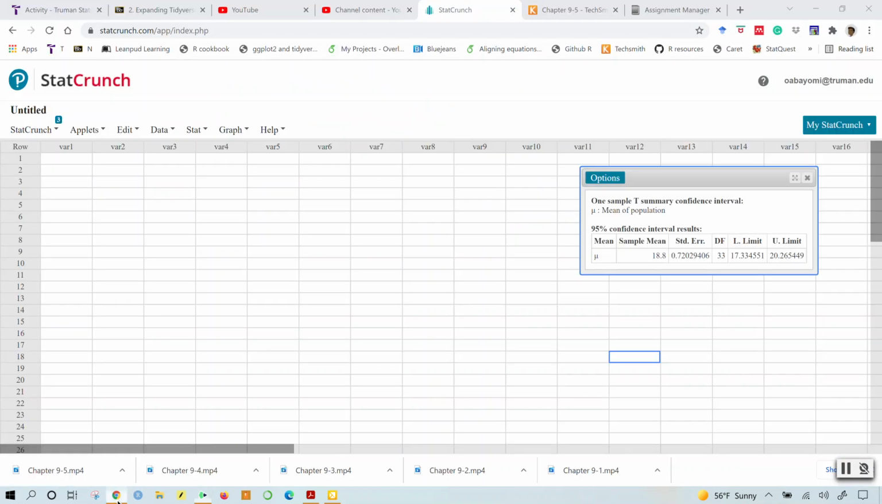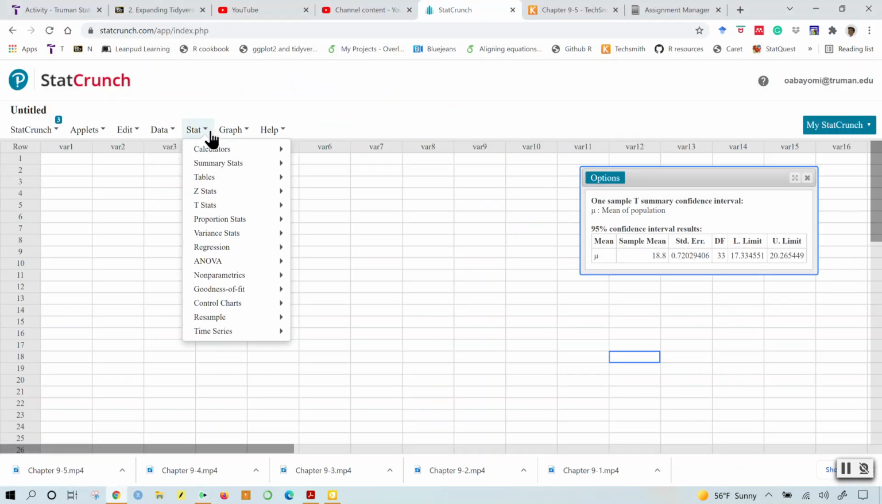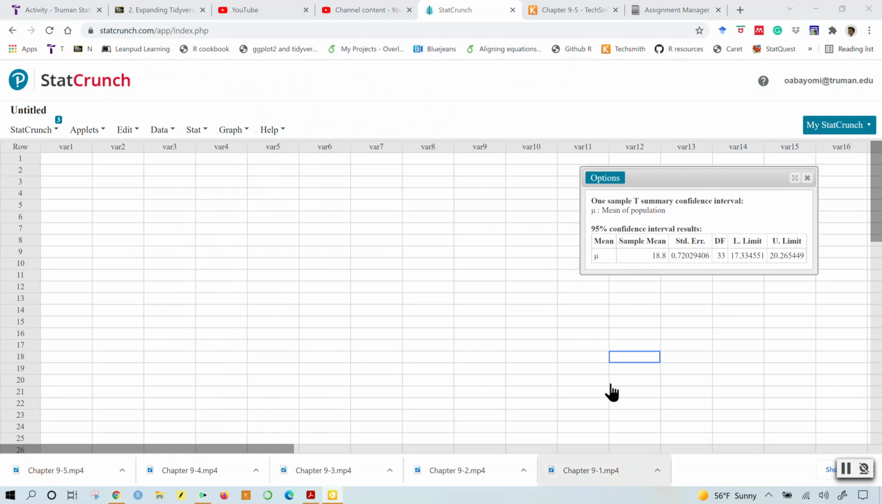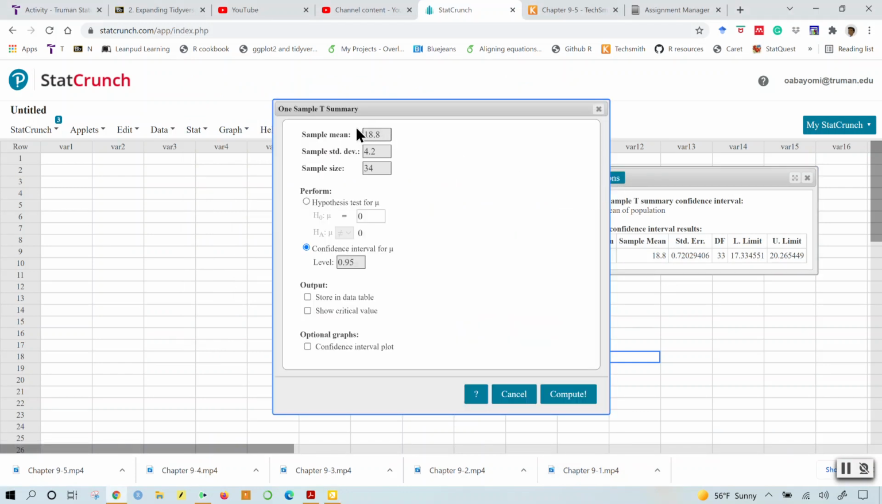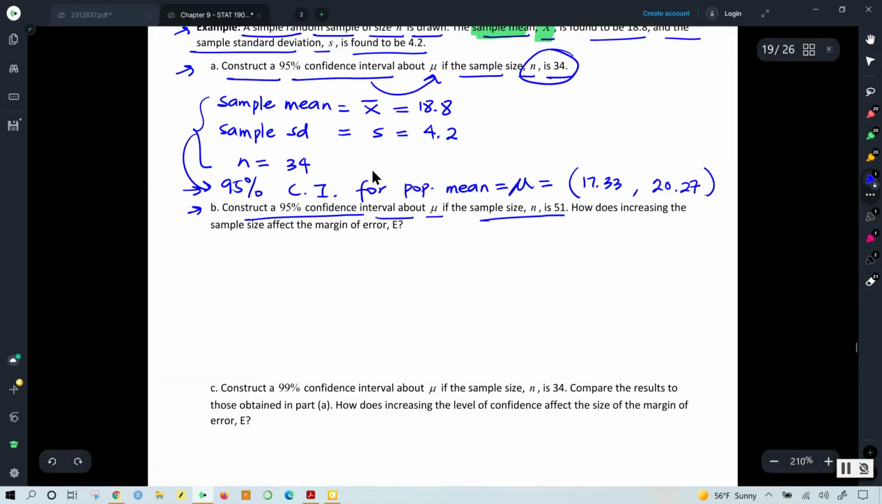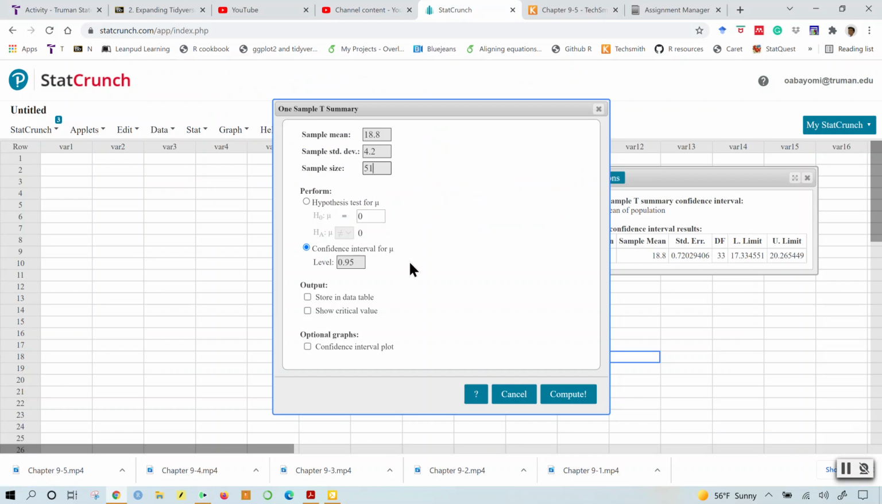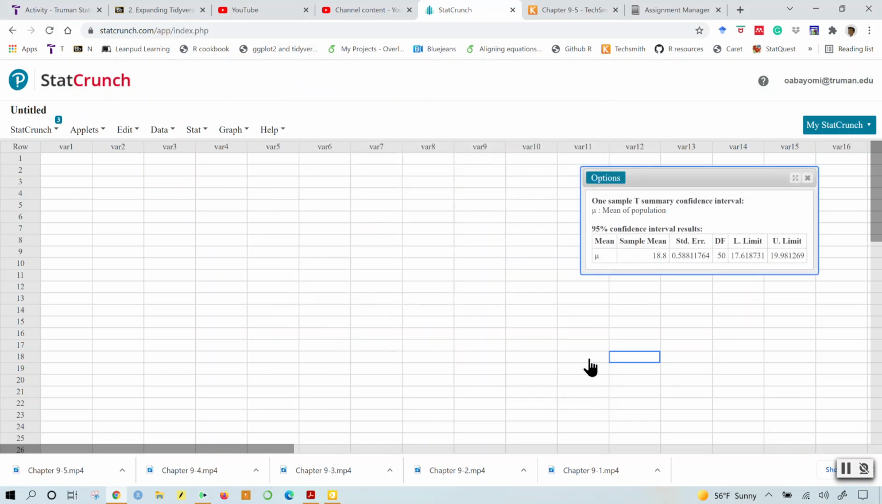So we're going to go back. Since I'm still using very similar information, I can go to Options here and Edit. And I have 18.8, 4.2. The sample size is the only thing that is changing in this part of the problem, from 34 to 51. So I can change that to 51 and compute yet again. This time I have 17.62 to 19.98.